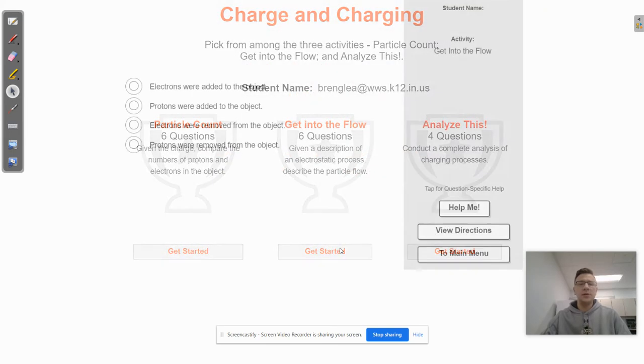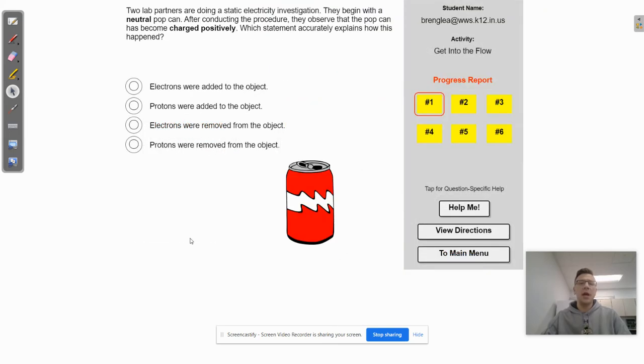The second level focuses on how these charges move. This says two lab partners are doing a static electricity investigation. They begin with a neutral pop can, so protons and electrons are equal. After conducting the procedure, they observe that the pop can has become charged positively. Which statement accurately explains how this happened? A couple things here.